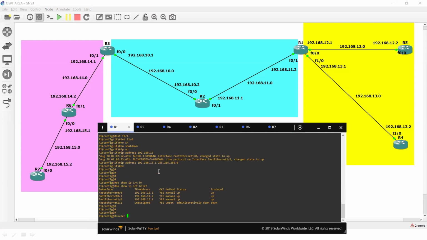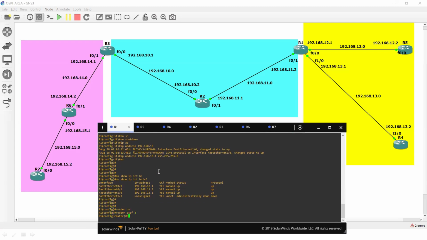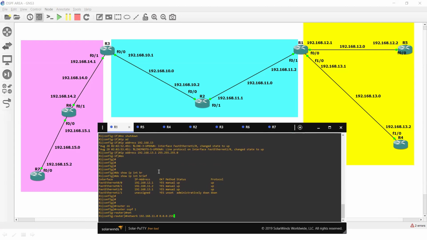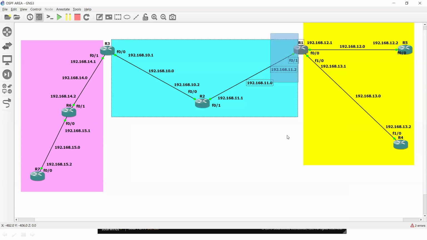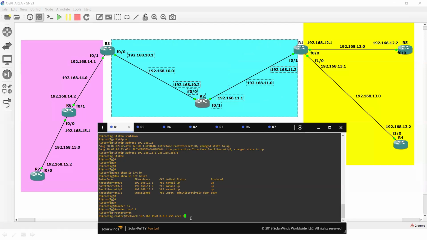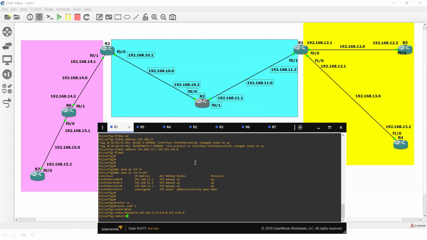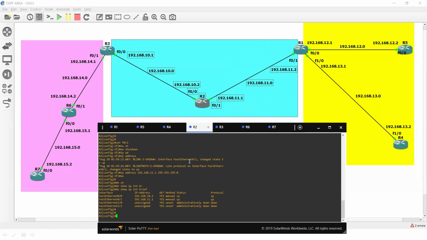Let's go to R1. First of all, configure OSPF. How can we do it? Router ospf 1, network 192.168.11.0 0.0.0.255 area 0, because 11.2 is a part of area 0. First of all, we are going to advertise this network, then step by step we are going to advertise the other networks. So in this we have just configured area 0.